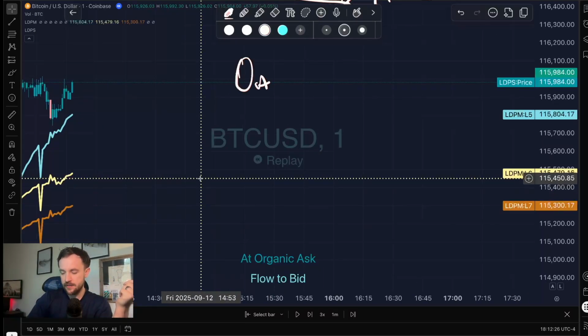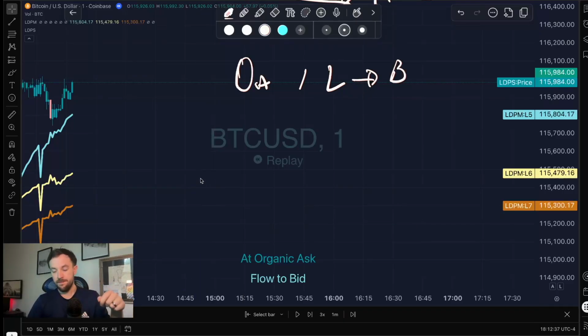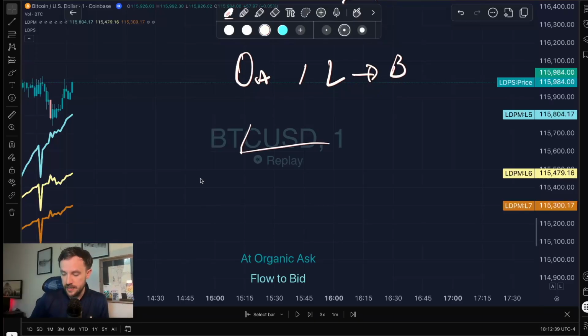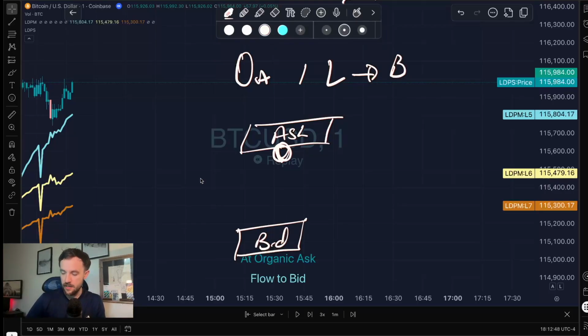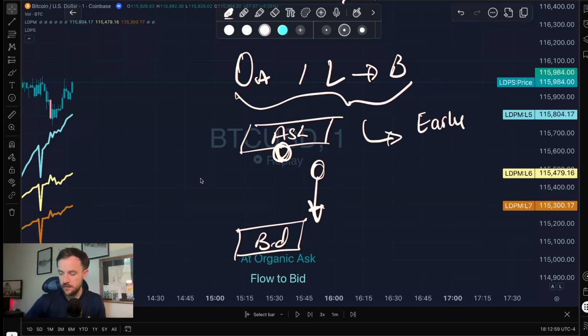So we have an organic ask, and then we have the liquidity. Liquidity is flowing to the bid. So this tells us that the transactions are occurring up near the organic ask, right? But that liquidity is starting to, the control is starting to move down to the bid. So in other words, early evidence of growing ask.